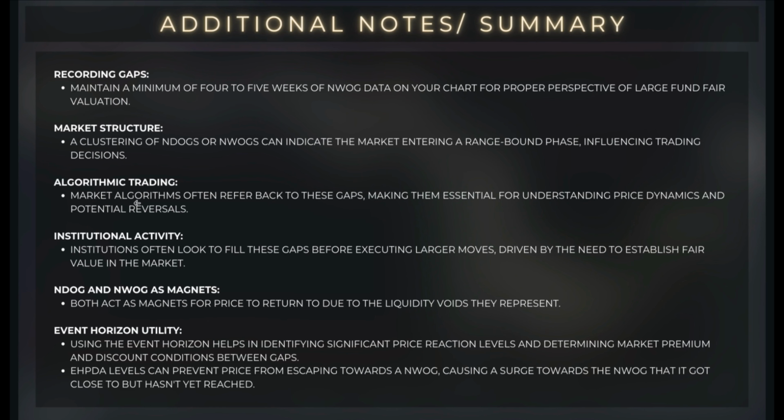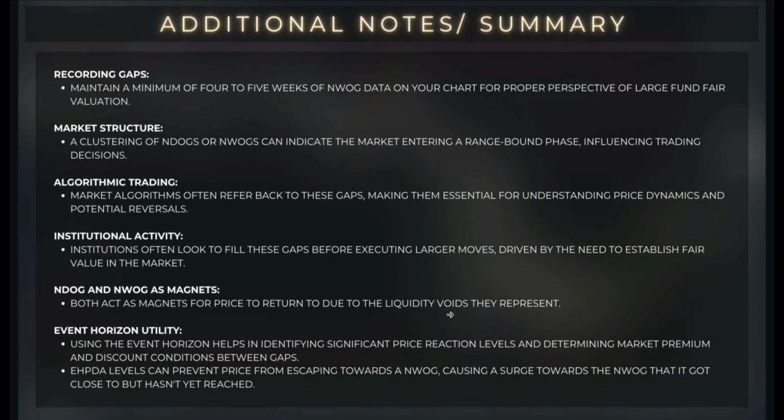Algorithmic trading: market algorithms often refer back to these gaps, making them essential for understanding price dynamics and potential reversals. Institutional activity: institutions often look to fill these gaps before executing larger moves, driven by the need to establish fair value in the market. NDOG and NWOG as magnets: both act as magnets for price to return due to liquidity voids they represent.